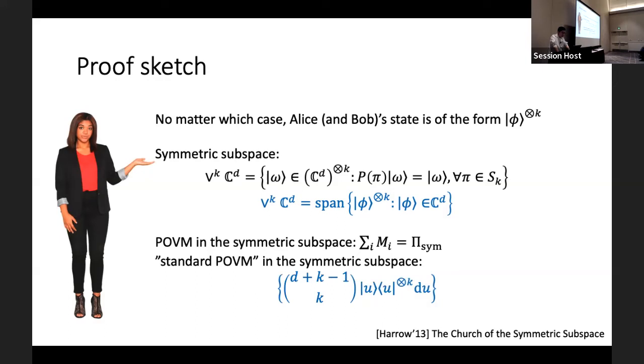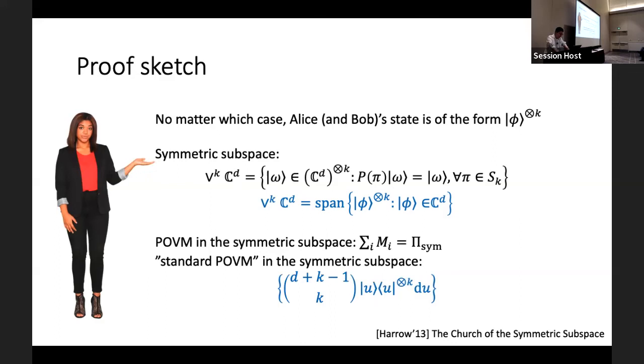In particular, we also consider the following POVM as the standard POVM in the symmetric subspace, which is a continuous POVM in a product basis. So here, dU denotes the Haar measure, and this coefficient equals the dimension of the symmetric subspace. So it is natural to understand this standard POVM from the perspective of the second definition of the symmetric subspace, because they have a similar structure. Okay, so now let's try to prove the lower bound.